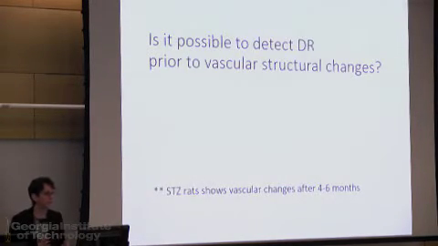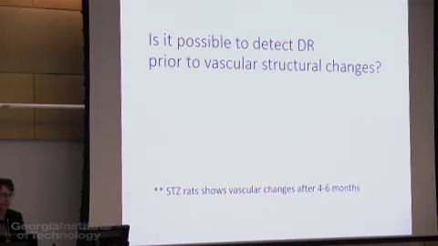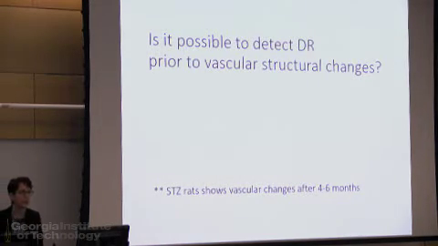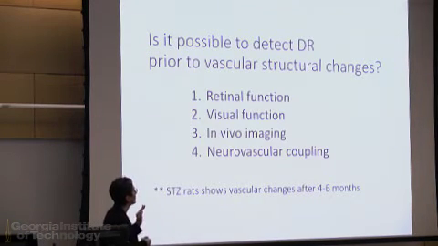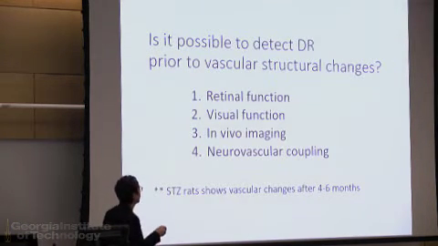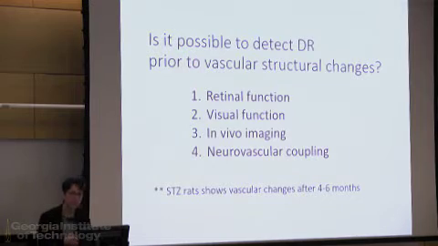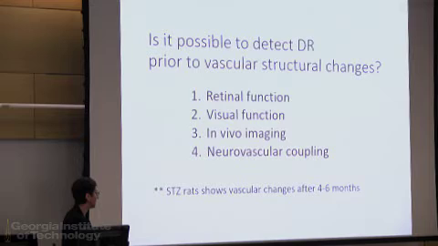So my lab is asking whether it's possible to detect diabetic retinopathy prior to vascular structural changes. And to do this, we are looking at various aspects of function. We're looking at retinal function itself, visual function. We're also doing some in vivo imaging with some special markers that I'm going to tell you about. And we're looking at neurovascular coupling.